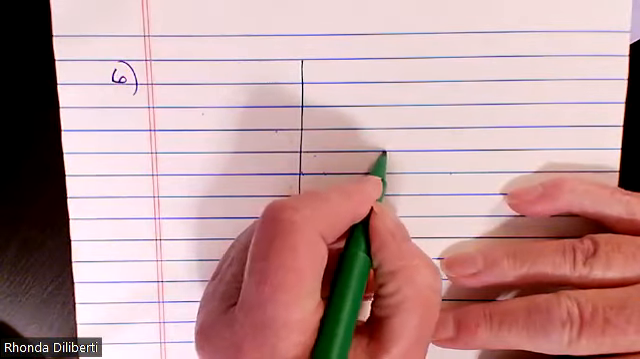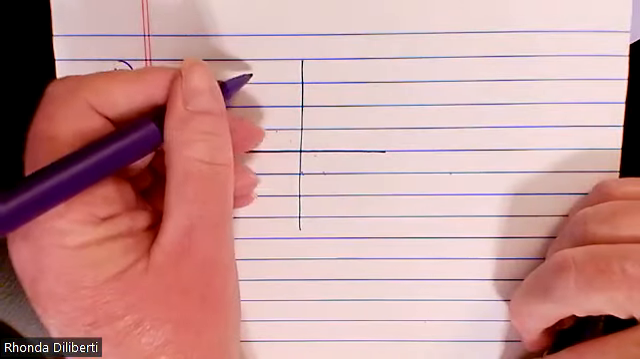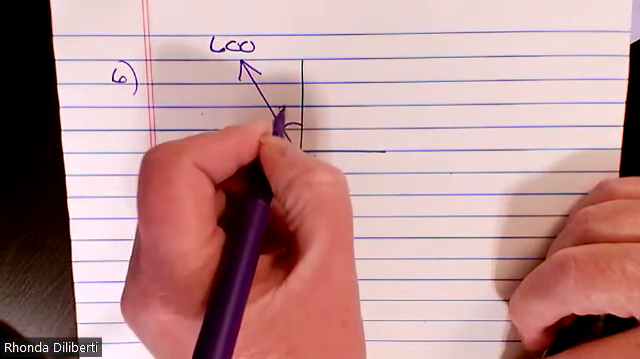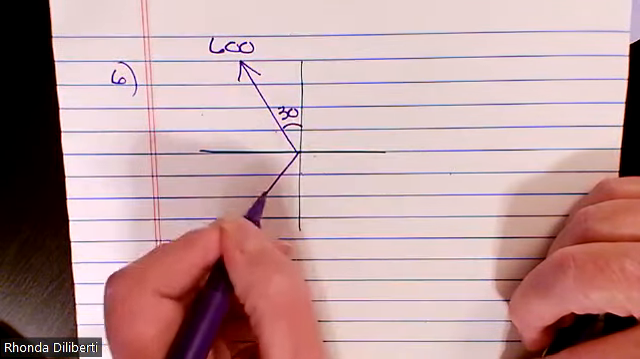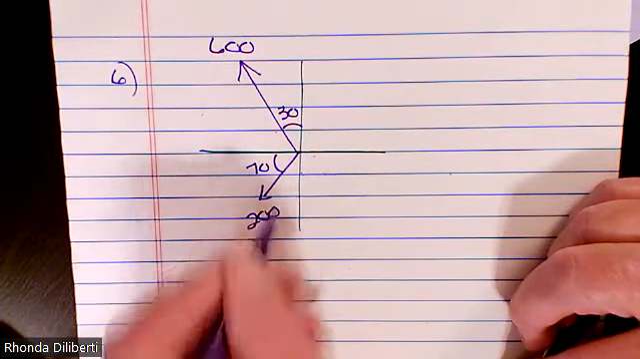So I'm now moving on to number 6. All right, so for number 6, it's not as important that I draw my picture to scale. But regardless, I'm going to get my vectors in here. So this was a 600. And this was 30 degrees. And this was 70 degrees. And this was a 200.